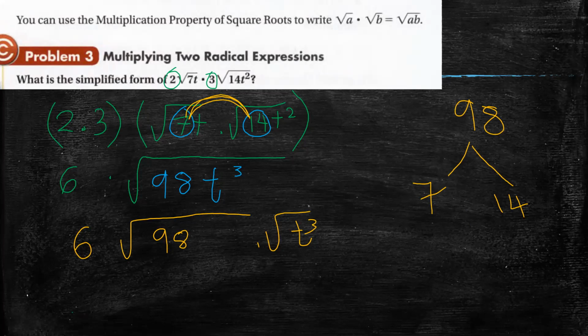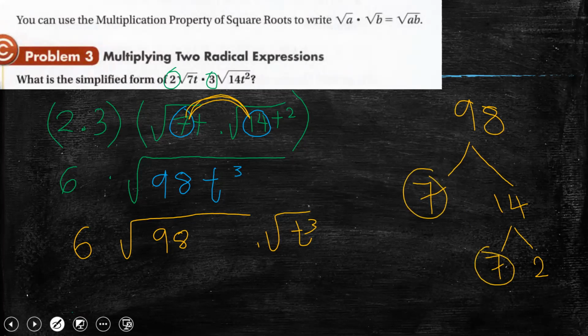The factors of 14 are 7 and 2. So we have 7 times 7, which is 49. Why do I take 7 and 7? I only multiply the repeated number. 7 and 7, which is 49.